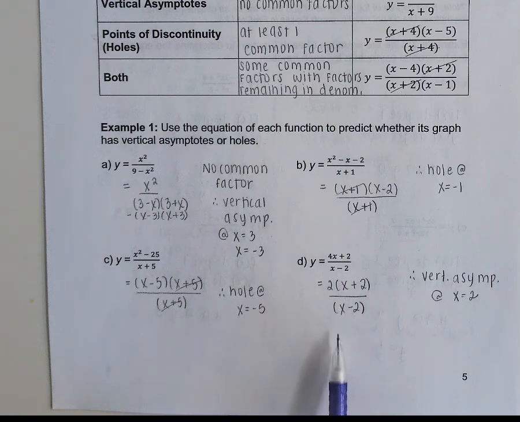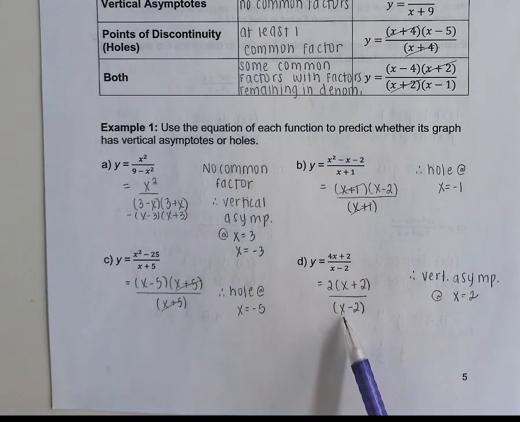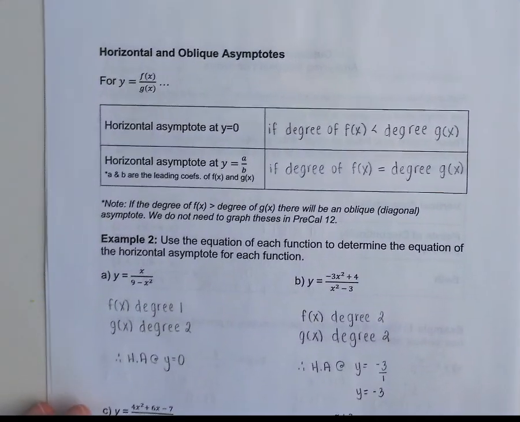So there's no common factor. This just means that there's a vertical asymptote at the non-permissible value of x equals 2. So that's how we deal with vertical asymptotes and holes in the graph. On the next page, we're going to talk a little bit about horizontal asymptotes.